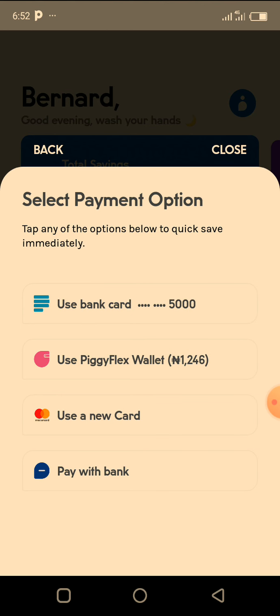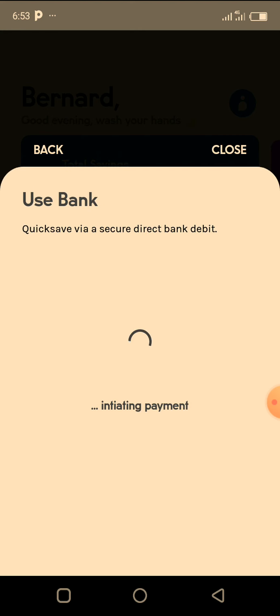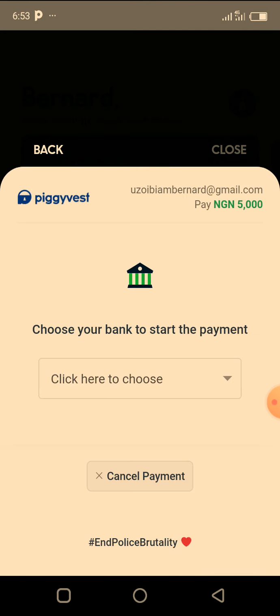You understand? So you can only fund your flex account from your bank or another flex account. Let's say someone pays into you through another piggyverse. So someone pays to you. You can use your debit card, or you can pay with bank. You understand? I'm not planning to make any payment, but I just wanted to click it so that you see how it looks.